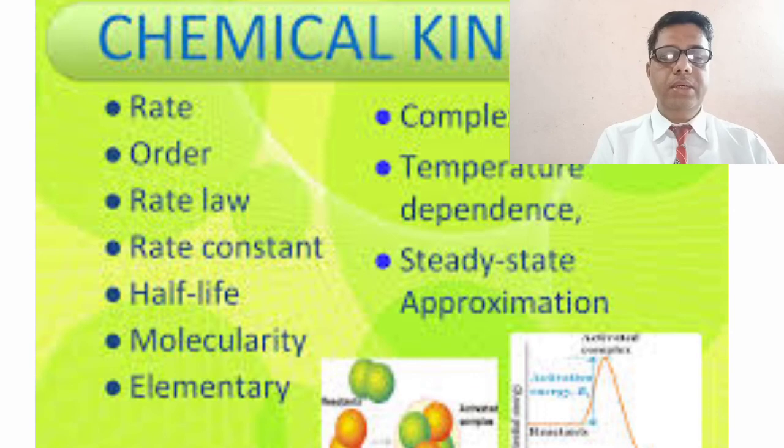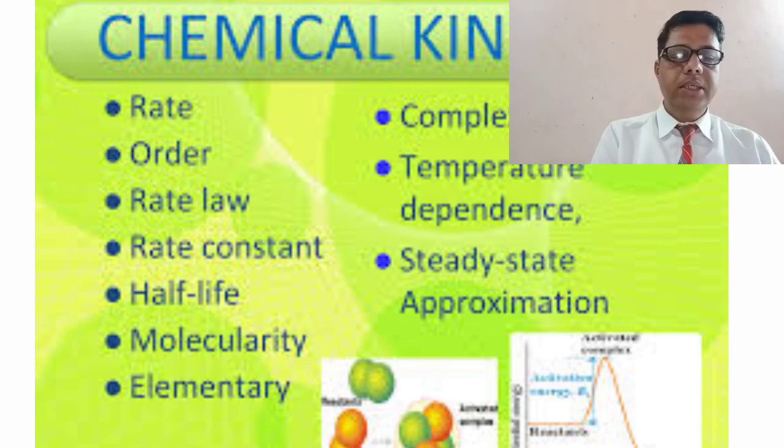And then we see all the points one by one. So, starting with the points covered under this unit. Chemical kinetics: first we see the concept of chemical kinetics, or simply the definition of chemical kinetics. Then rate of reaction, the definition of rate of reaction.